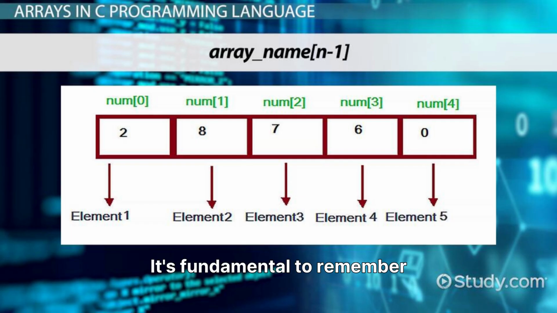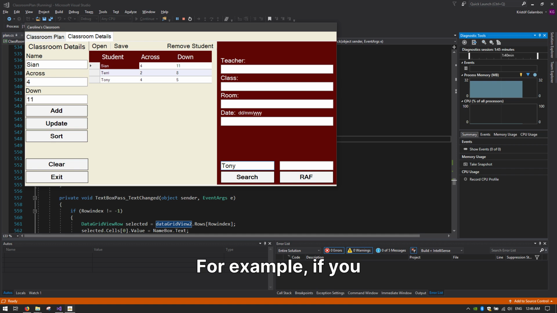It's fundamental to remember that arrays in C# are zero-indexed. This means the very first element is always located at index 0, and consequently, the last accessible element will be found at an index equal to the array's length minus 1. For example, if you declare an array containing exactly 3 elements, its valid indices will be 0, 1, and 2. Any attempt to access an element using an index outside this specific range will lead to an error.